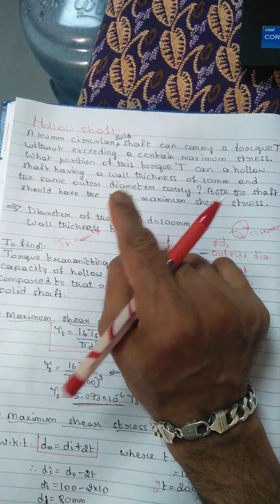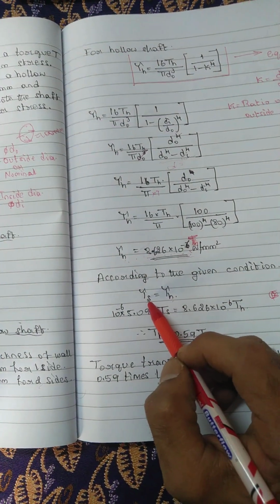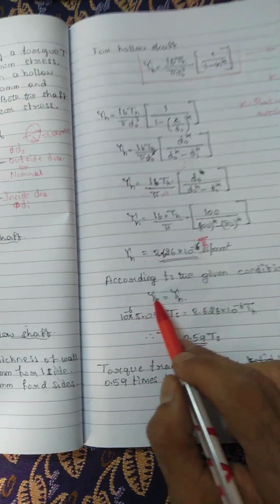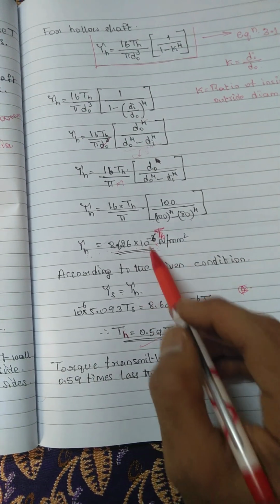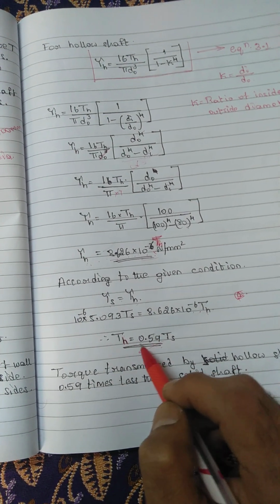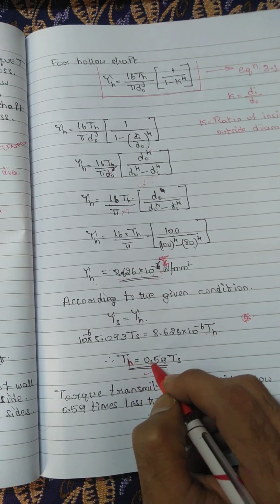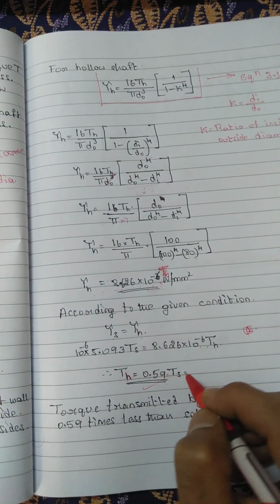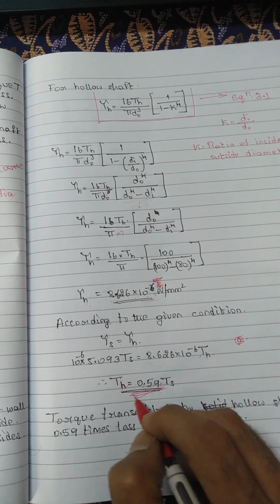Now according to the given condition, the shear stress of the hollow shaft and the solid shaft are both the same. Therefore tau s equal to tau h. Here we have tau s, and here tau h. So compare, and you will get Th is equal to 0.59 Ts. That means the torque transmitted by the hollow shaft is equal to 0.5 times the solid shaft. That is the answer, or comparison, for this problem.